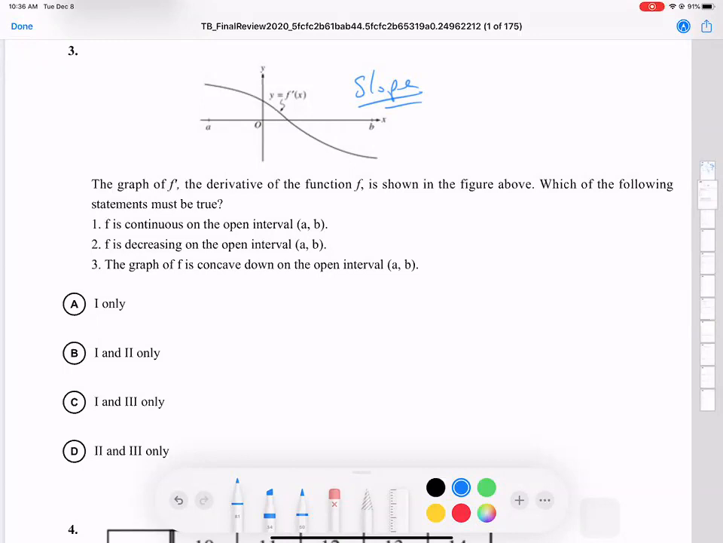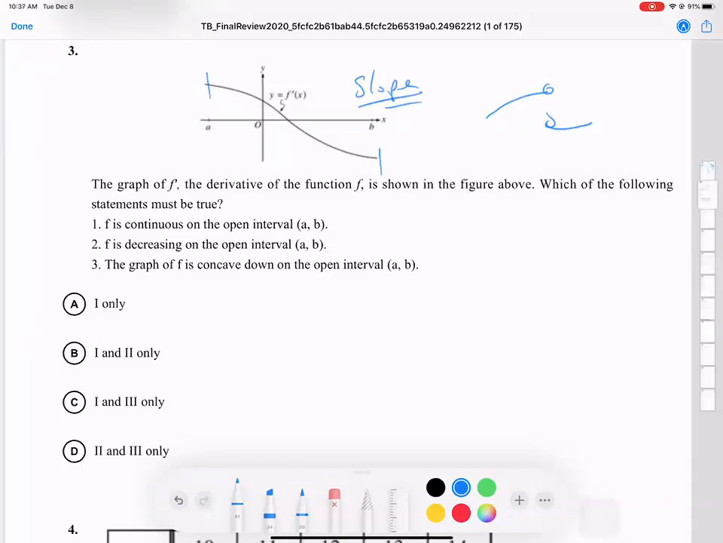Is f continuous between a and b? Okay, between a and b, because this is differentiable, can you tell me it's also continuous? First thing, if it's differentiable, is it also continuous? Yes, that is true. If we can take the derivative, think about it. If I have a jump here, no derivative, right? So it has to be continuous.